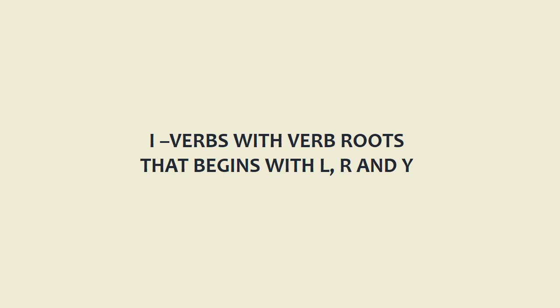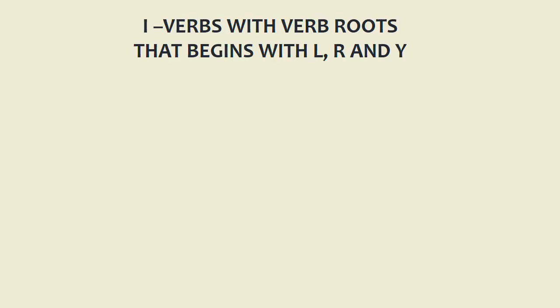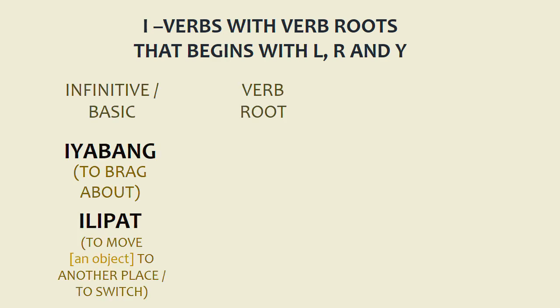Okay, how about those I-verbs whose verb roots begin with L, R, and Y? This is how we conjugate them. I have here two examples. Iyabang, to brag about. Its verb root is yabang, so it begins with letter Y. And the next one is ilipat, to move to another place or to switch. So the verb root is lipat, which begins with letter L.